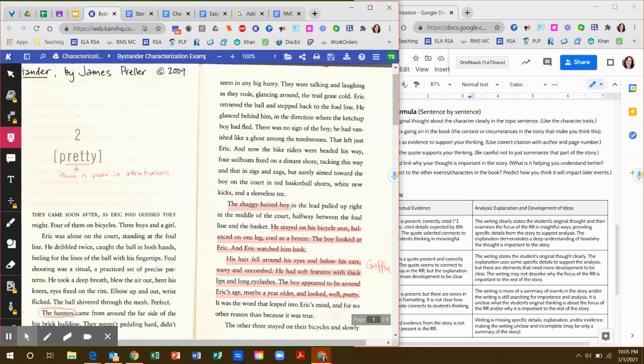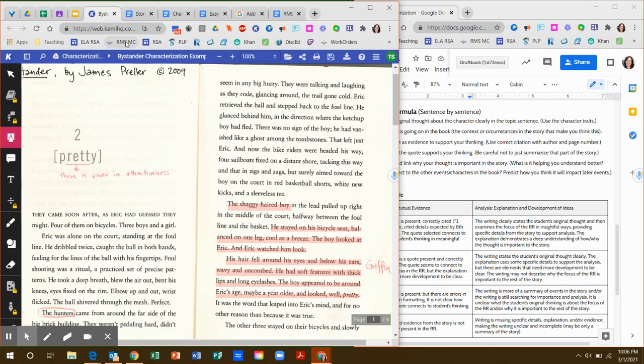Instead, I really want to analyze, why do I think that Griffin is going to be the bully? How does he talk to Eric? How does he talk maybe to the other people around him? What are his actions that prove to me as I'm reading that he is a bully? So first, I don't want to just say, I think he's the bully, right?